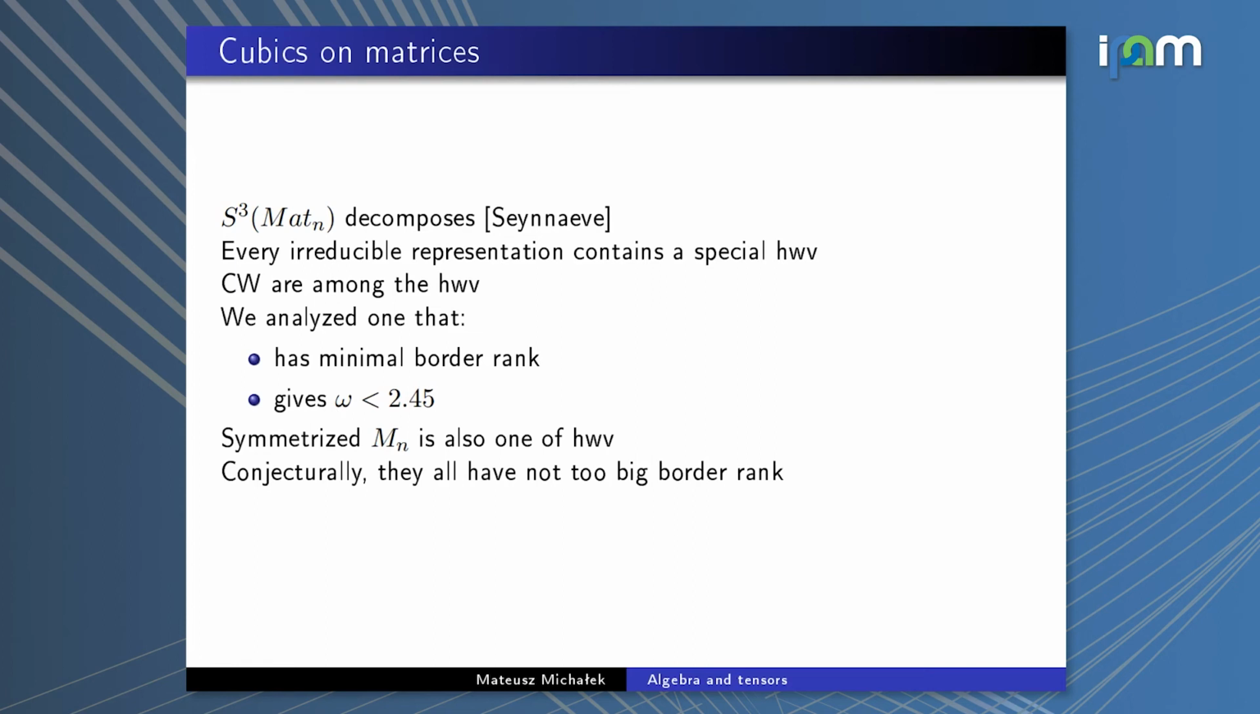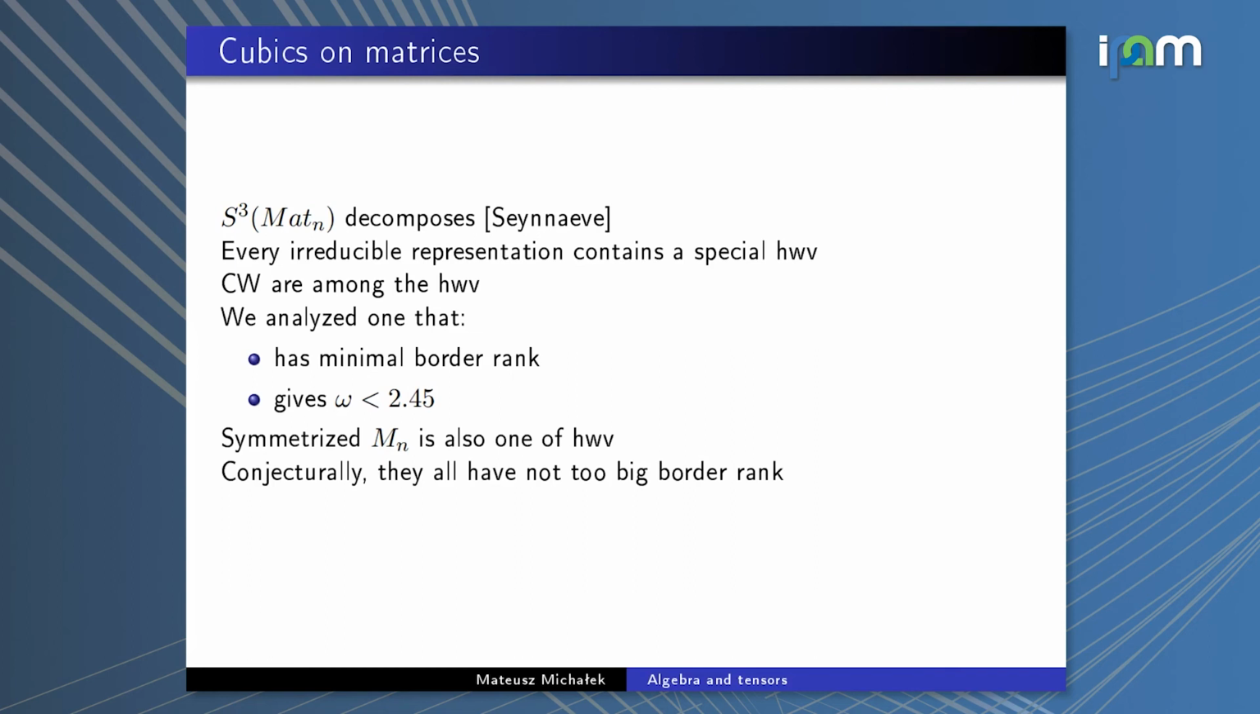What is maybe interesting is that not all of those highest weight vectors are Coppersmith-Winograd vectors. So at least from my perspective, it's very natural to say that these other tensors are also very good candidates to bound omega from above. So we analyzed one of them. It turns out it has minimal possible border rank. Well, and the Coppersmith-Winograd tensor, but it was 2.45, which I think is considered not bad.